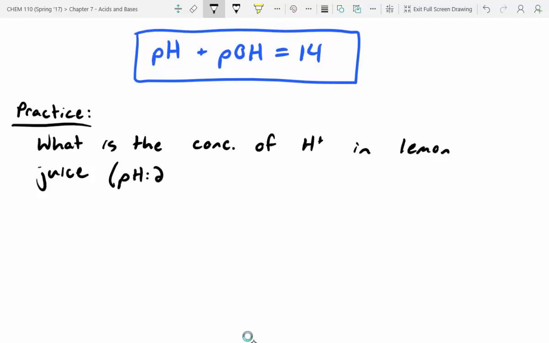Does anybody know what acid is in lemon juice? Citric acid, yeah. So citrus fruits have citric acid. That means they've got a pH below 7 because they're acidic. So now what we need to do is determine the concentration of acid in lemon juice, so H plus. I'll give you a minute to work on that.